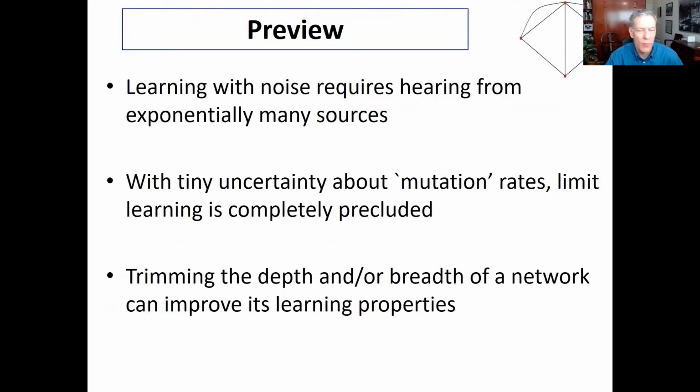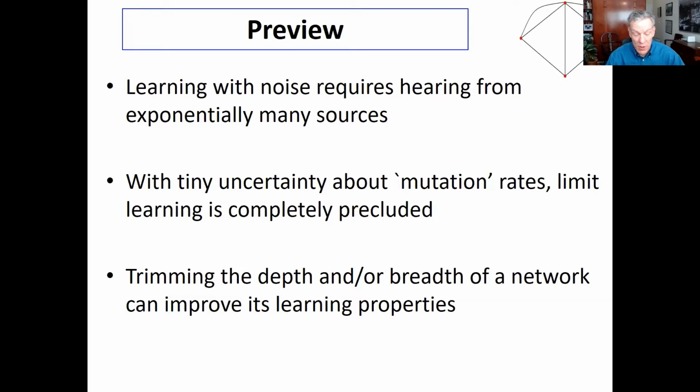And just in terms of a preview, what we're going to talk about is learning when there's noise in a system. So when there's both misinformation and disinformation. So here there's going to be situations where people are either facing mutations in the information they're getting, or people who are deliberately trying to manipulate them. And the preview here is that effectively learning with noise requires hearing from exponentially many sources. So you're going to need a lot of different sources of information in order to learn.